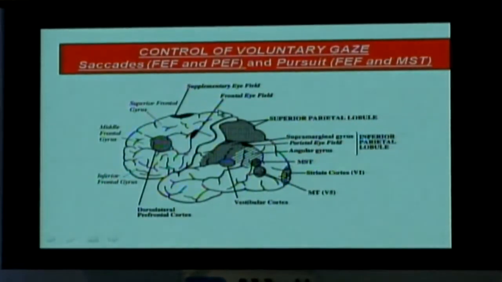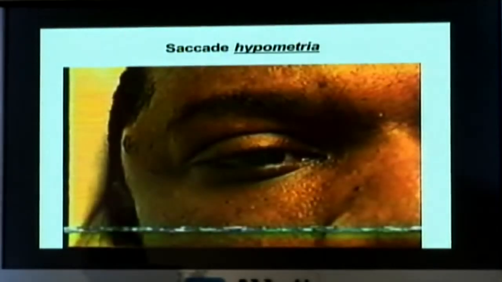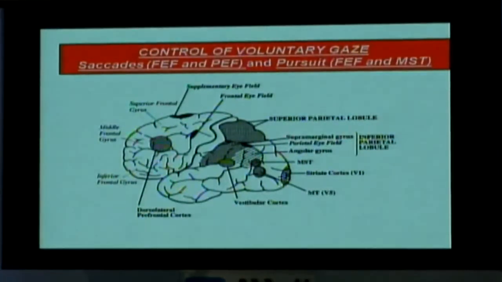So the last videos I'll show, and I'll be promptly done in 30 minutes, have to do with the cortex. So a lot of structures in the cortex. Saccades come from the frontal lobe and the parietal lobe. Pursuit comes from the frontal lobe and the back end of the brain, these areas, MST. Let me just show you an example of what a typical patient with a large stroke shows.